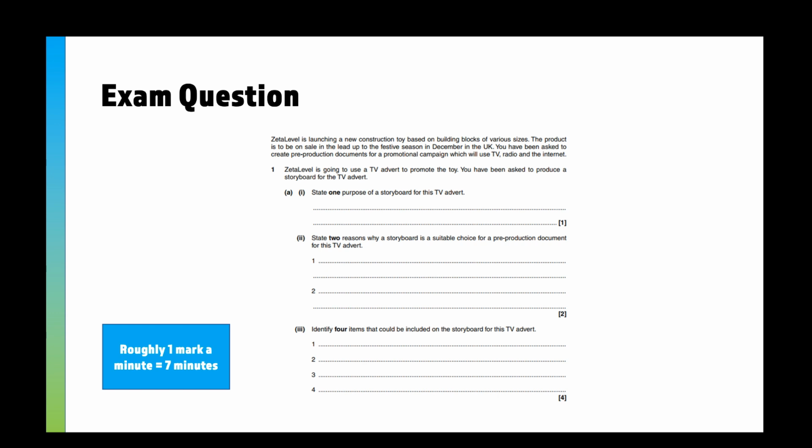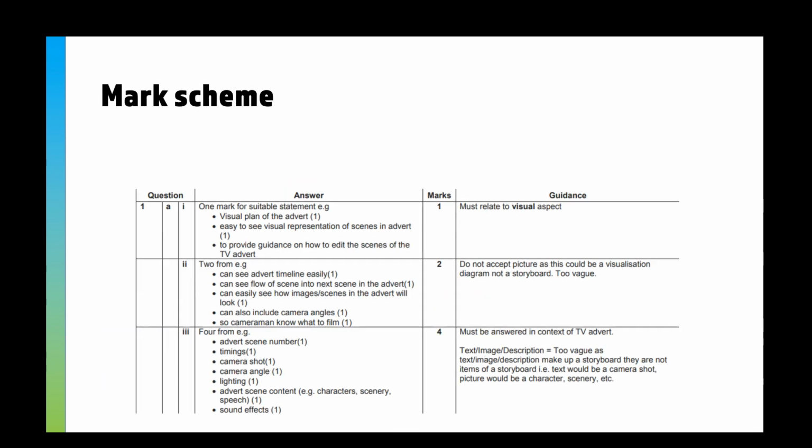Okay, and now for the answers. So the whole point of a storyboard is it's meant to be a visual plan of the advert, so you can see each visual representation of the scenes and how you can edit those scenes. So you have to say visual. If you write a plan of an advert, you need to have visual on there. Okay, that's why I've sort of emphasised visual.